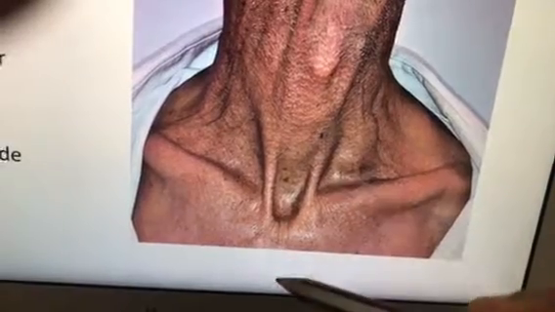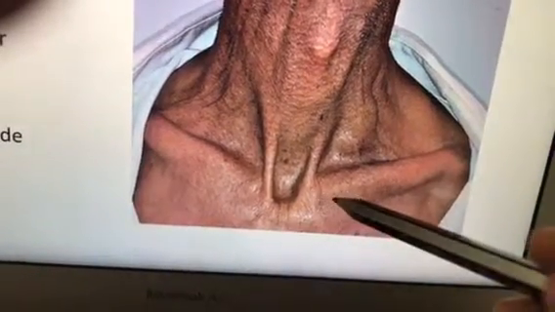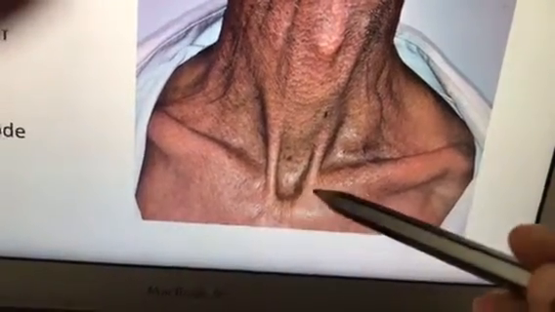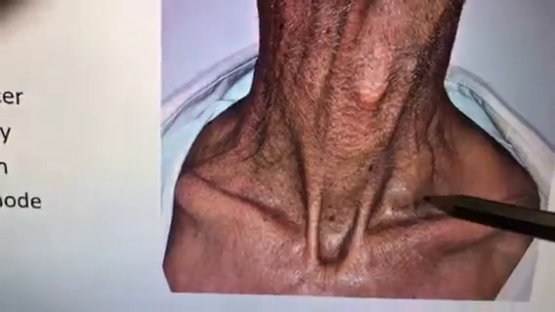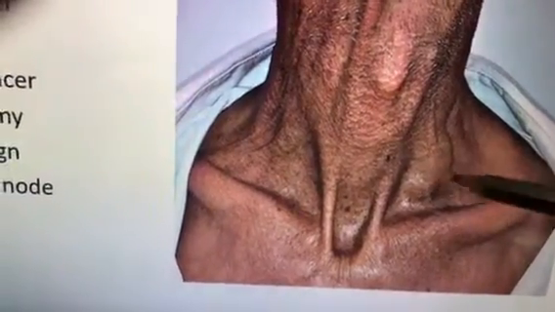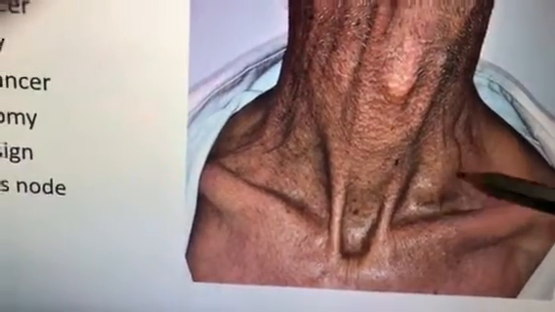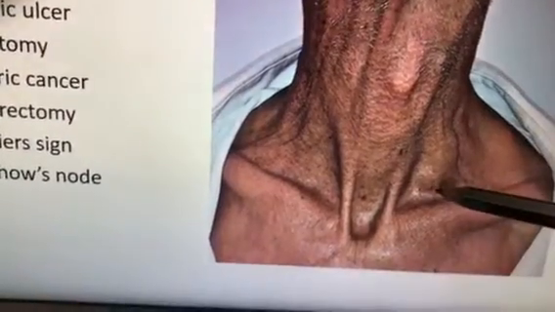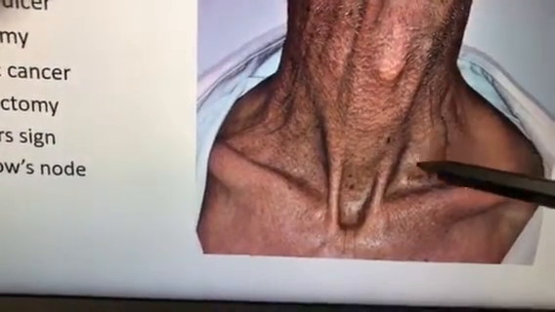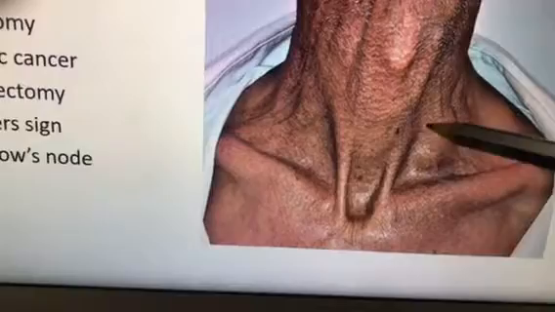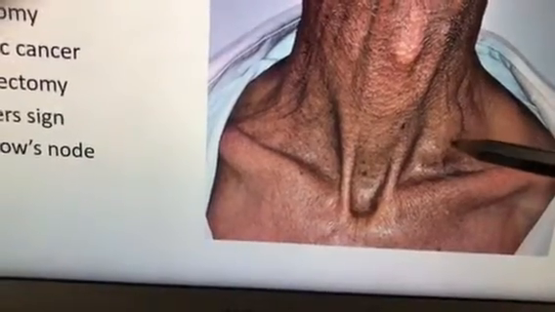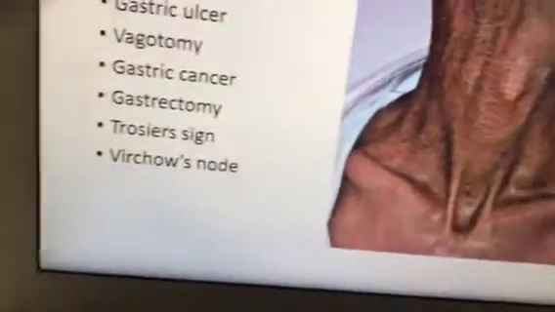So if there is any cancer in the stomach, from the nodes, lymphatic drainage enters into the cisterna chyli. From the cisterna chyli, it enters into the thoracic duct. From the thoracic duct, it drains into this area. That's why the left supraclavicular node alone is enlarged. So if there is any gastric tumor, this left supraclavicular node will be enlarged. This is called Troisier's sign, and this is Virchow's node.